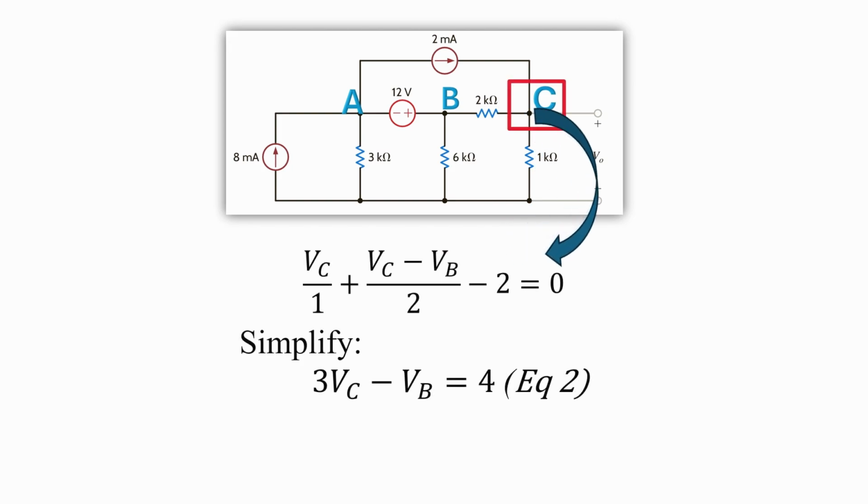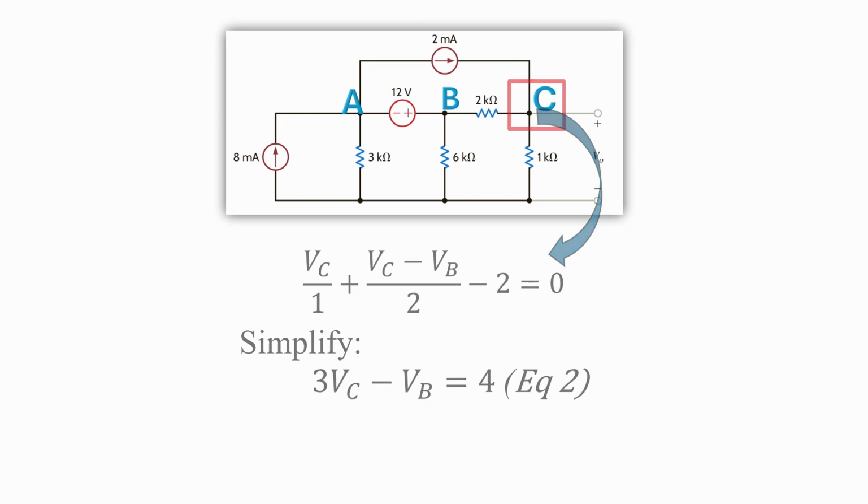Next, let's shift our focus to node C on the far right. Pay close attention here, because node C is the key to finding our final answer. We apply the same logic here by looking at the paths connected to this point. Electricity can flow through the resistor at the bottom, or back through the 2 kilo ohm resistor toward the middle of the circuit. We also have to remember that 2 milliampere current source we saw earlier, which is pushing directly into this point. By balancing these paths, we find our second piece of the puzzle.